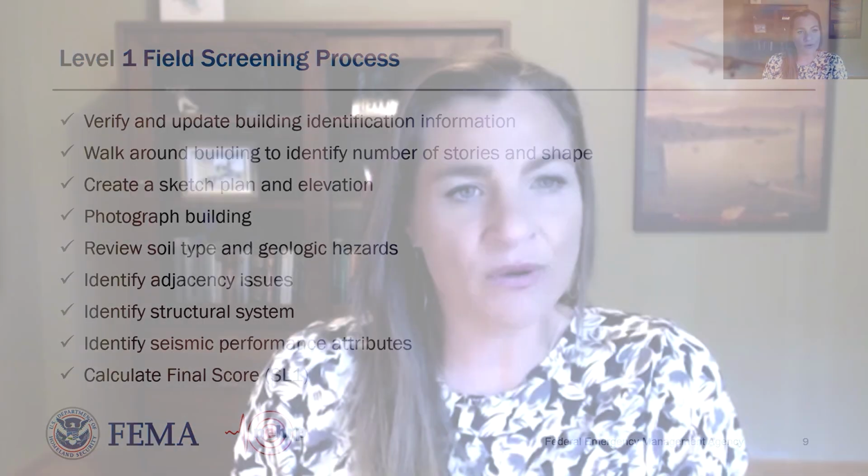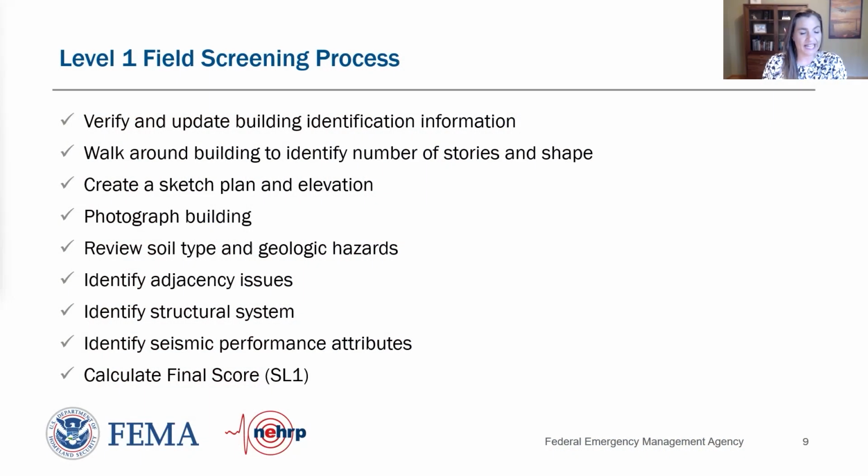So we want to walk around the building to identify the number of stories and the shape of the building, and we can create a sketch plan and an elevation of the building. We want to photograph the building and review soil type and geologic hazards. These are hard to review in the field if we haven't been provided with these from pre-field planning. It's going to be hard to identify them in the field, but we can review them to get a sense for what we're thinking about during the screening.